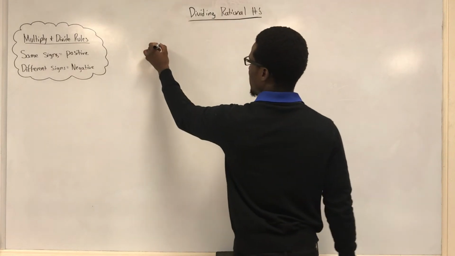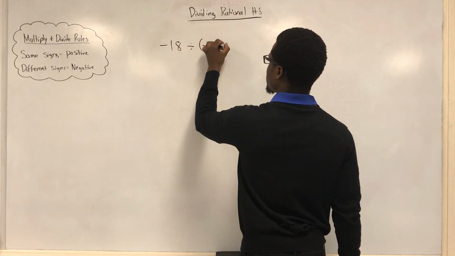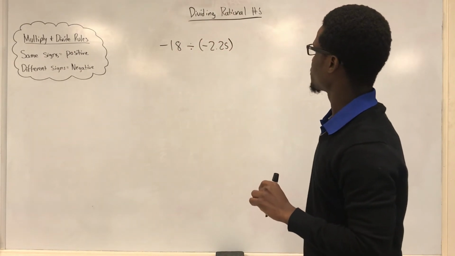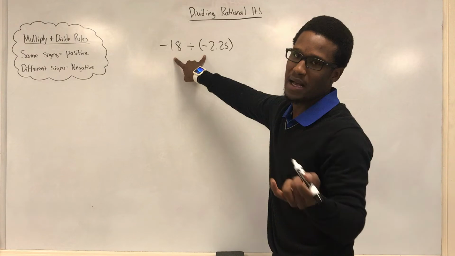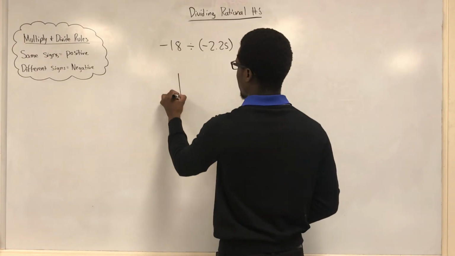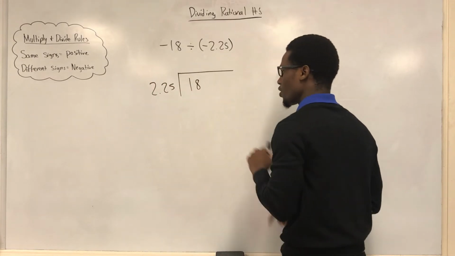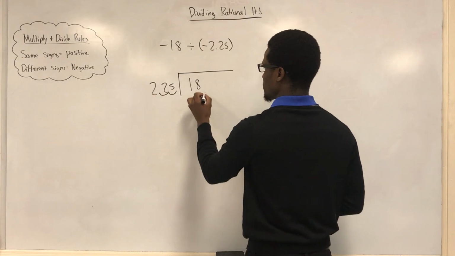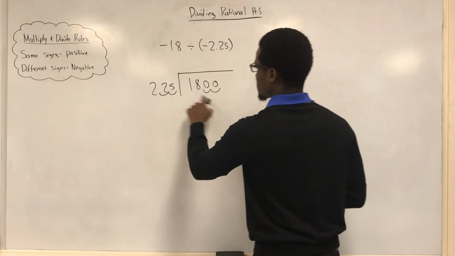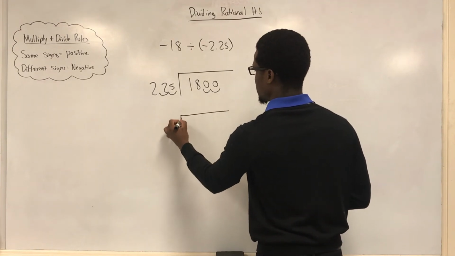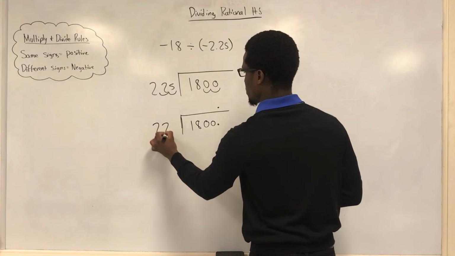Let's try some negatives now. So I have negative 18 being divided by, let's say, negative 2.25. Now, they're both negatives, so I know that my answer has to be a positive in this situation. Signs are the same. Okay, so let's go ahead and start with 18. And this is going to be 2.25. All right, now I have to move this over twice. Now, since I moved that over twice, I'm going to go ahead and create a new problem. Decimal here, goes in 225.